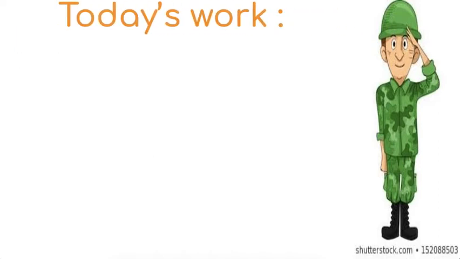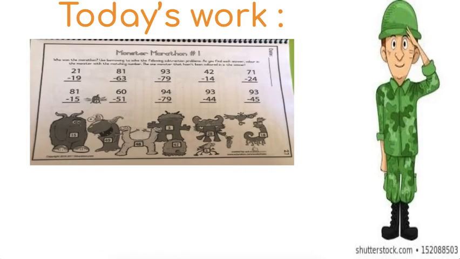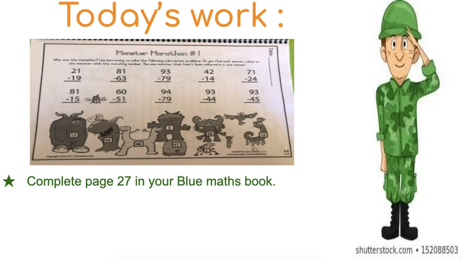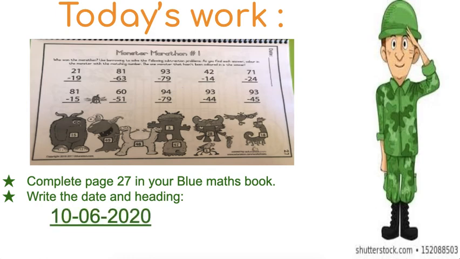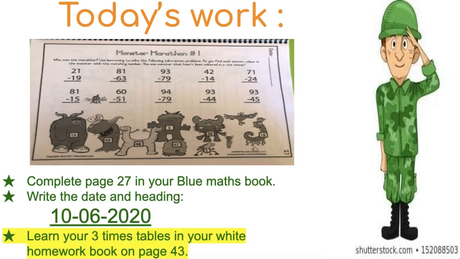So let's look at today's work then. We've got a monster marathon on page 27. You're going to complete it in your maths book. And then you're going to write the date, which is 10-06-2020. Please learn your 3 times table in your white homework book on page 43. Write them down, say them out, sing a song, but keep practicing your 3 times tables for me.